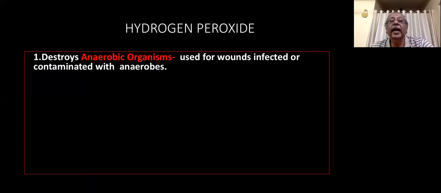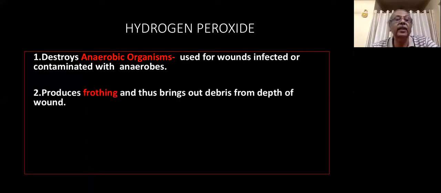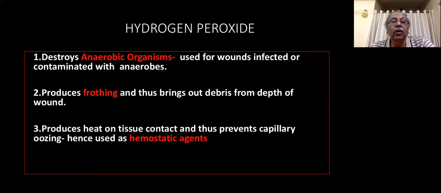It destroys anaerobic organisms. That is the most important thing. When you suspect anaerobic organisms, because it releases a lot of nascent oxygen, hydrogen peroxide is extremely useful in these situations. Second, it produces a lot of frothing and thus brings out debris from the depth of the wound. And third, it produces heat on tissue contact and thus prevents capillary oozing. Hence, it is used as a hemostatic agent.